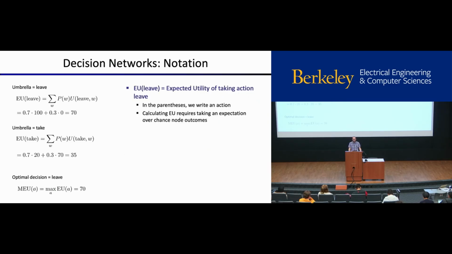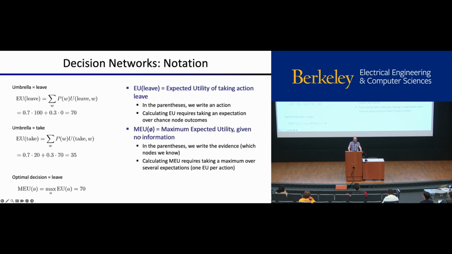Okay, so I was getting ahead of myself a bit. Expected utility of leave is the expected utility of taking action leave, and so in the parentheses we write an action, and calculating the expected utility requires taking an expectation over the chance nodes, over the outcomes of the different chance nodes. And then the maximum expected utility is written like this, given no information. We'll talk about this setting where we have some information later. So in the parentheses, we write the evidence, that is, which nodes we know the value of. And calculating this requires taking a maximum over several expectations. Basically, we do an expectation for every action.